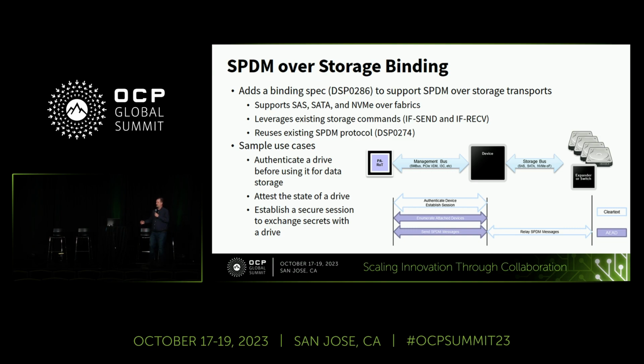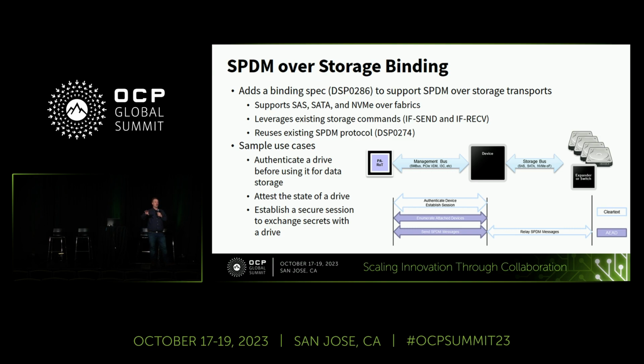This is really targeting SAS, SATA, and NVMe over fabrics. You will notice I left out NVMe over PCIe, and that's really just because PCIe already has DOE, it has mailboxes, it has VDMs, right? It has a dozen different ways of sending SPDM commands. These other transports really didn't have anything.